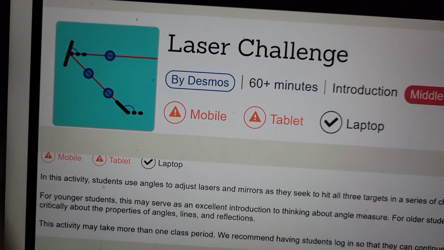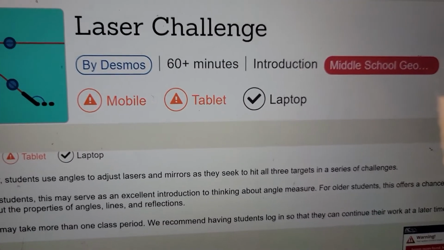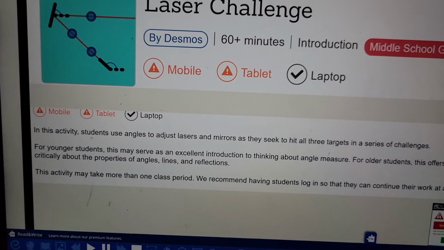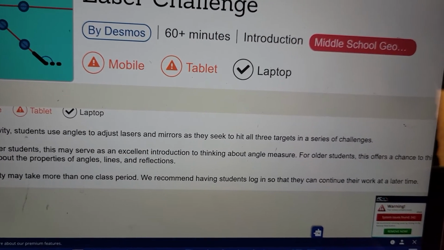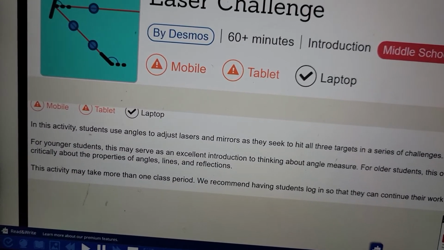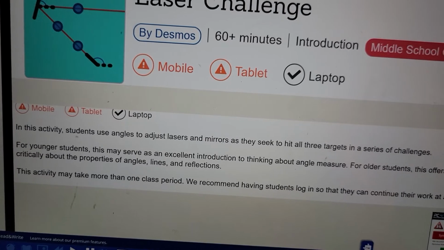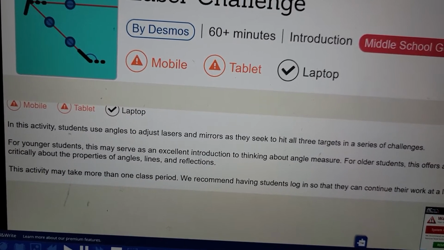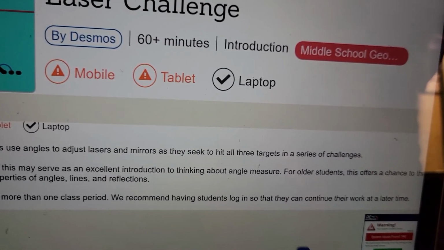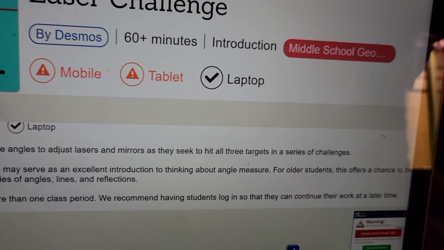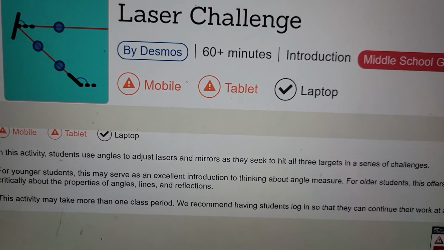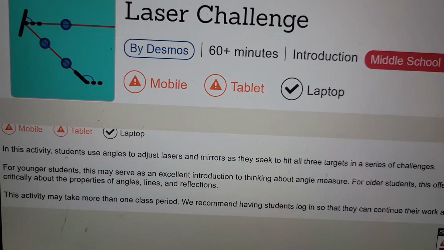So the first activity I found that was really cool was called Laser Challenge. In this activity, students use angles to adjust lasers and mirrors as they seek and hit triangles in a series of challenges. For younger students, this would be an excellent activity to think about angle measure. And for older students, this offers a chance to critically think about properties of angles, lines, and reflections.